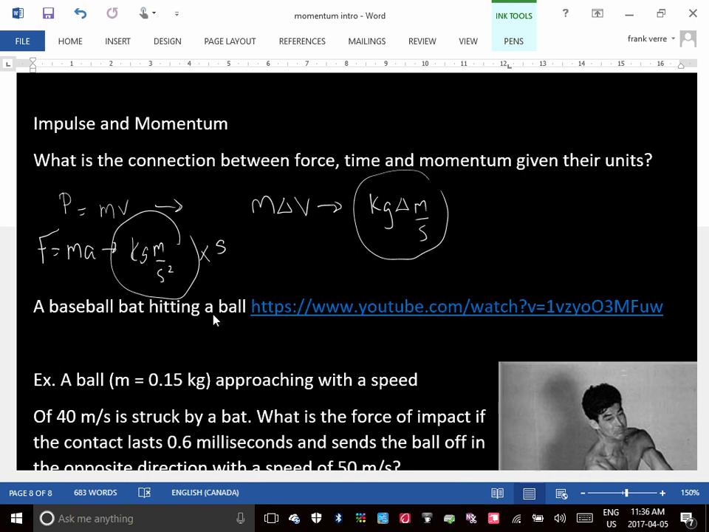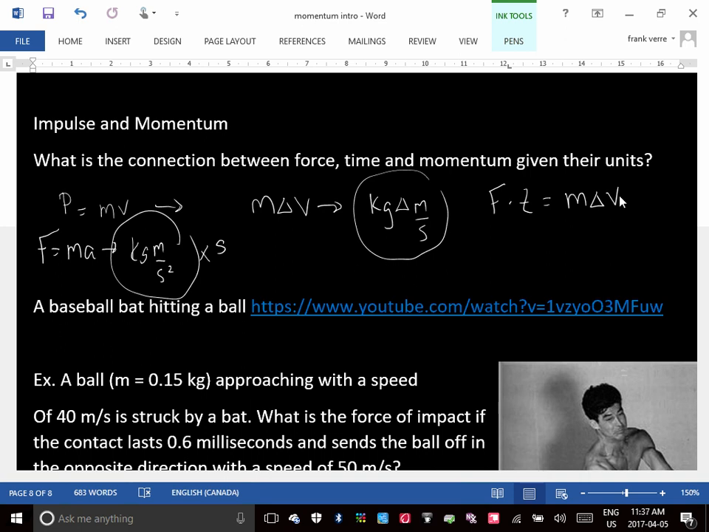Because if I apply a force, that will generate acceleration for a certain amount of time, that will change the speed, which means you're changing the what? The momentum. So the formula for impulse is actually Ft equals m delta v. Okay? An impulse is a force applied for a given amount of time, which will result in a change in momentum.